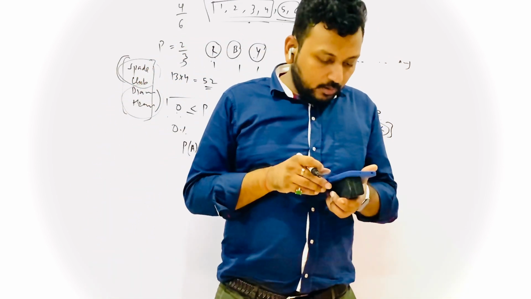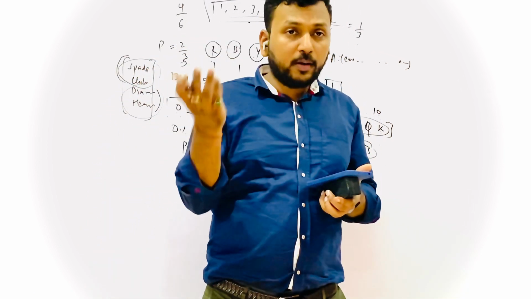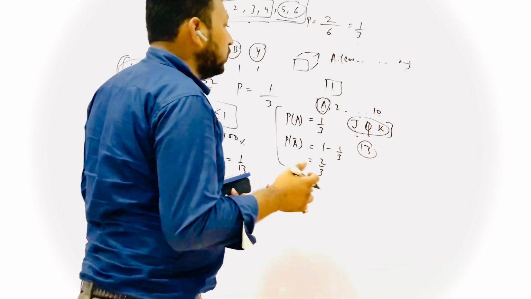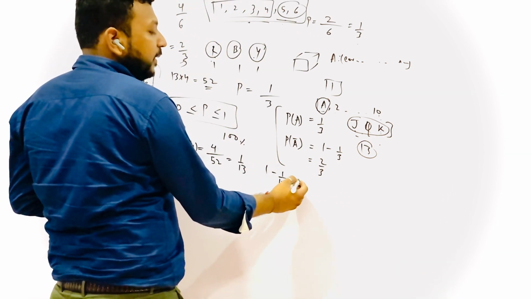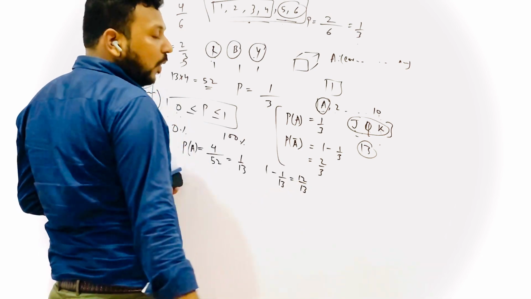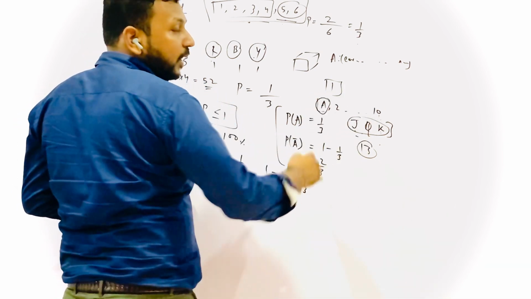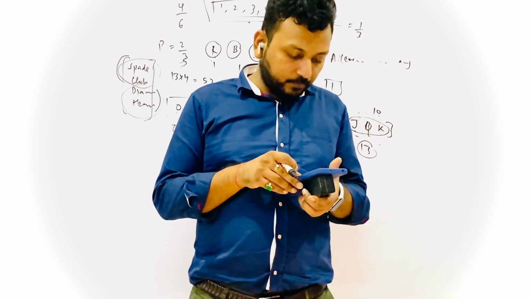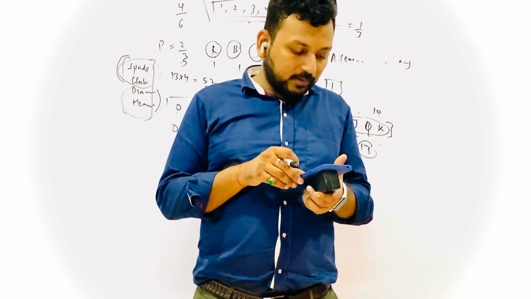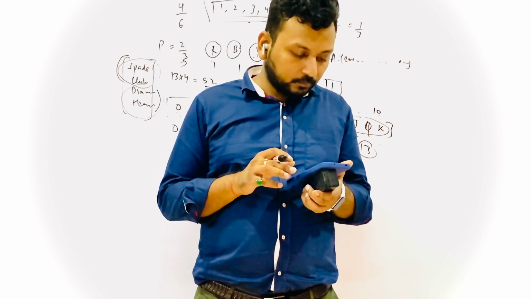Got it? Second is not an ace. So if it is not an ace, by 2 methods you can do it: either total minus ace probability, that means 12 by 13, or you can count all the other cards and divide by the total. So it is 12 by 13.